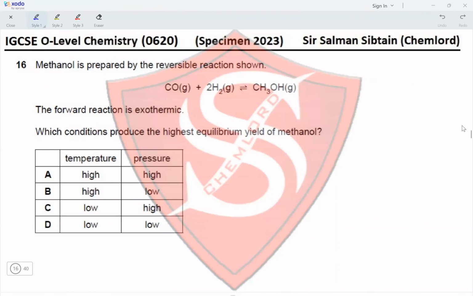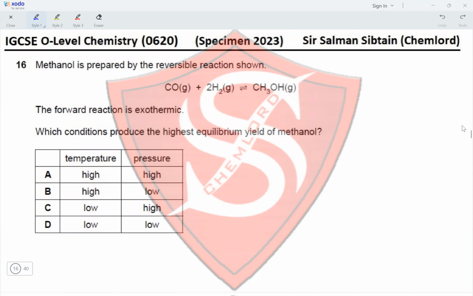Question 16. Methanol is prepared by the reversible reaction shown. Carbon monoxide plus hydrogen gas gives methanol gas. The forward reaction is exothermic. Which condition produces the highest equilibrium yield of methanol?